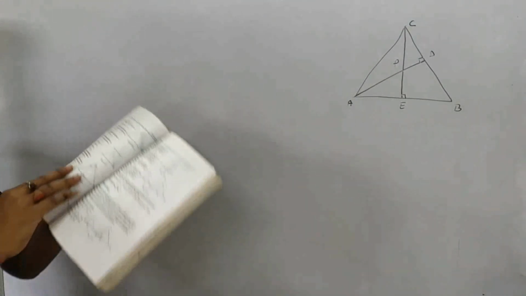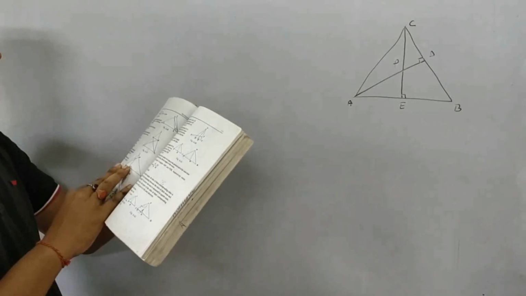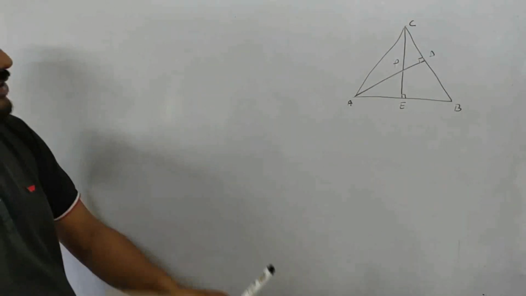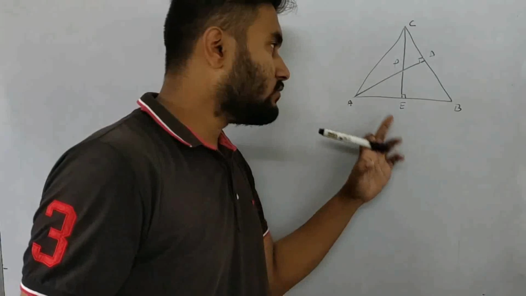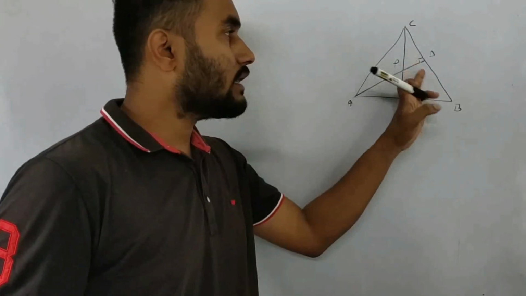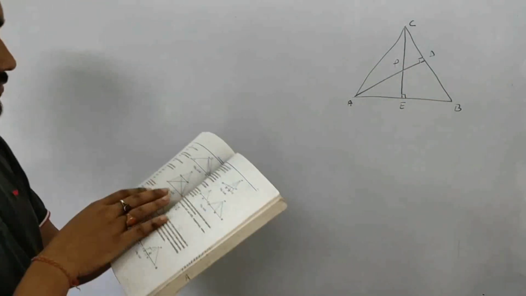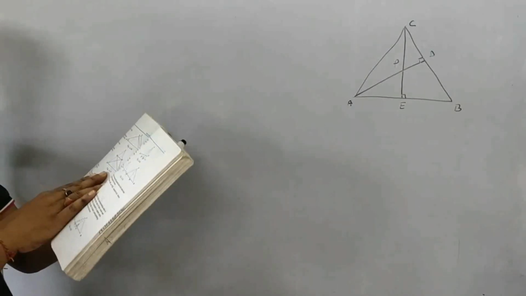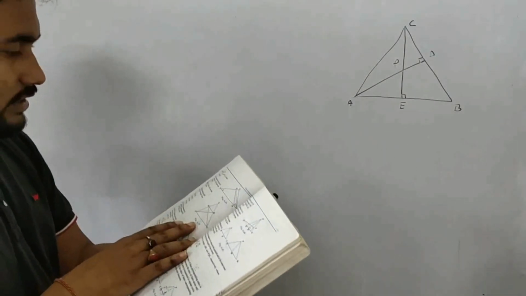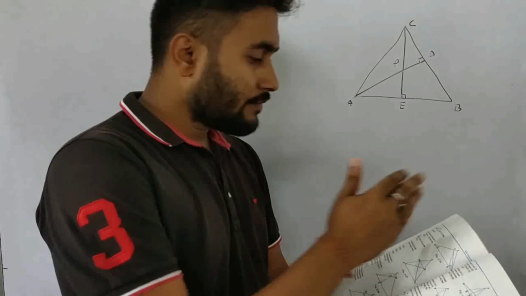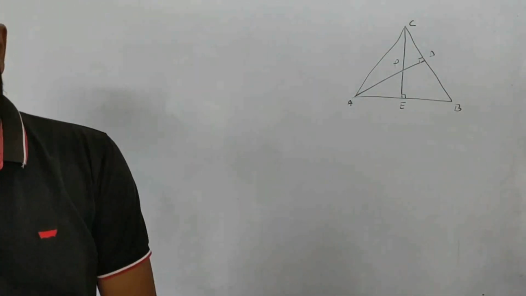What is given in this question, you see. In 6.38, AD and CE are altitudes. If AD and CE are altitudes, that means this angle is 90 and this angle is 90 degrees. The altitudes intersect each other at point P. Show that, these 4 you have to show. Very simple question.